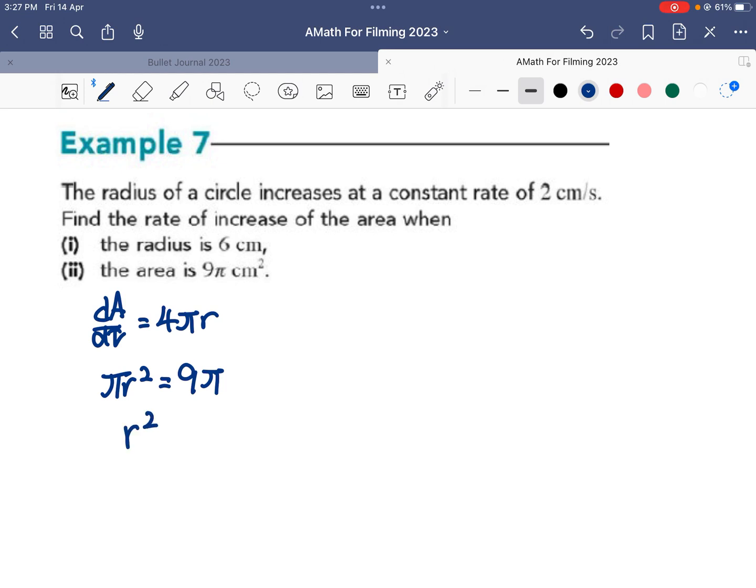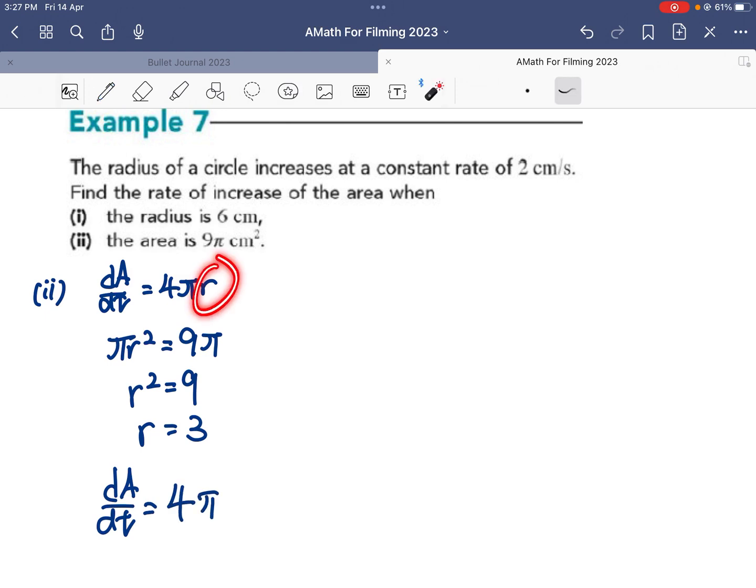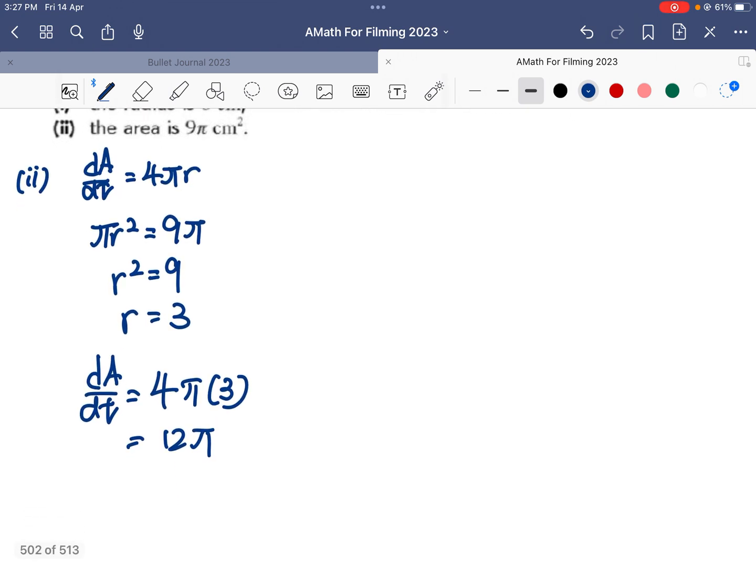So what I can do here is I will equate them. So r square is 9, my radius is equal to 3 cm. So basically when the area is 9 pi cm square, the radius is 3 cm. Now that I know this, what I can do here is to attempt to find the rate of change of area with respect to time. So 4 pi r, so 4 pi, then the r is here. Okay, the r I know is 3, so it's 12 pi.